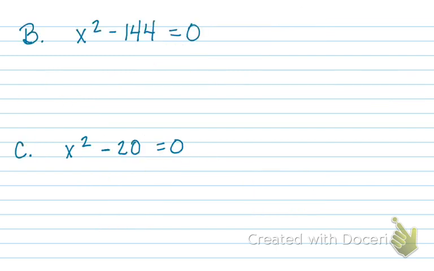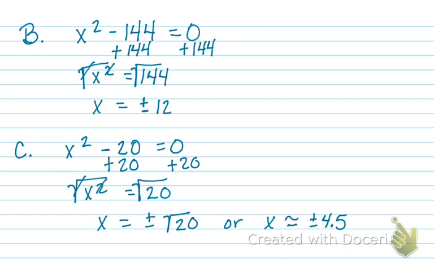All right, in our second example, we would do the same thing. You want to get your x squared by itself, and then you want to solve for your x. So pause the video and try it on B and C. Okay, B is pretty straightforward. We got x is plus or minus 12.